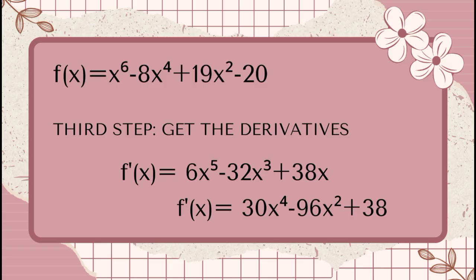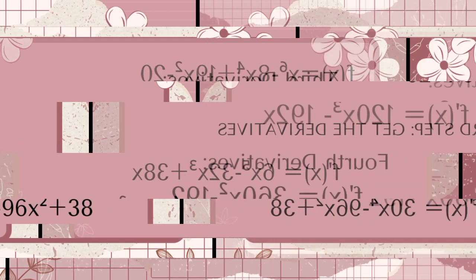So to get the second derivative, we just multiply 6 times 5, which becomes 30. Then 5 minus 1, it will become x raised to 4. Then minus 32 times 3 becomes 96, minus 1 gives x squared, plus 38x minus 1 becomes only 38.